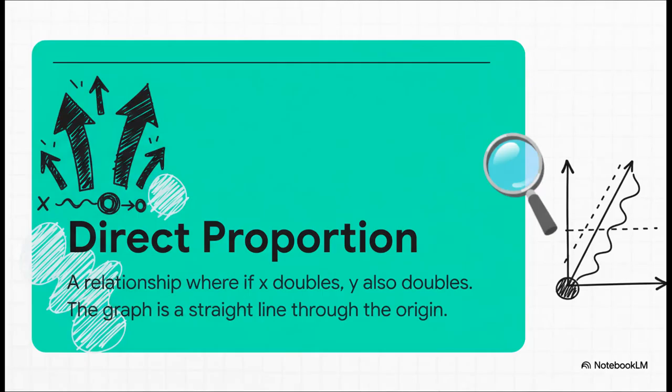This steady relationship is what we call direct proportion. When x gets bigger, y gets bigger too. So if you double x, y doubles. If you triple x, y triples. It's that simple. And here's a hint. The graph for direct proportion is always a perfectly straight line that goes right through the origin, 0, 0.